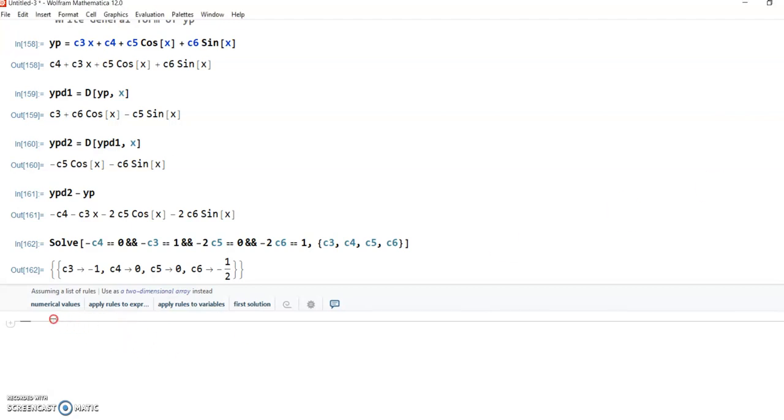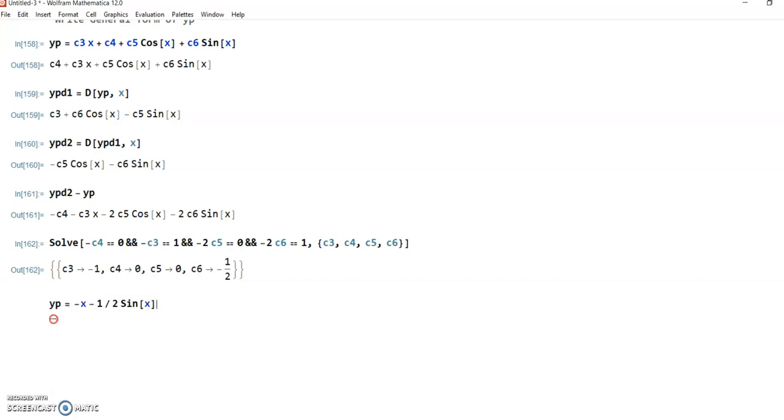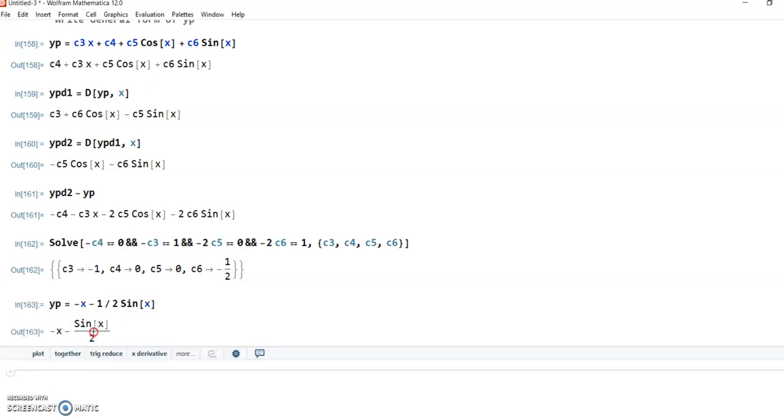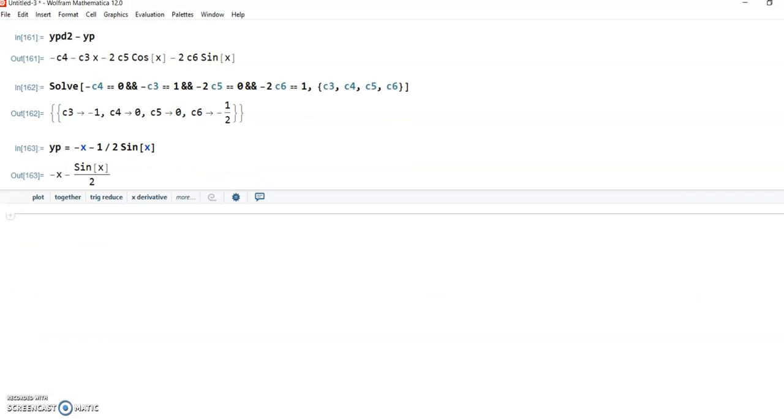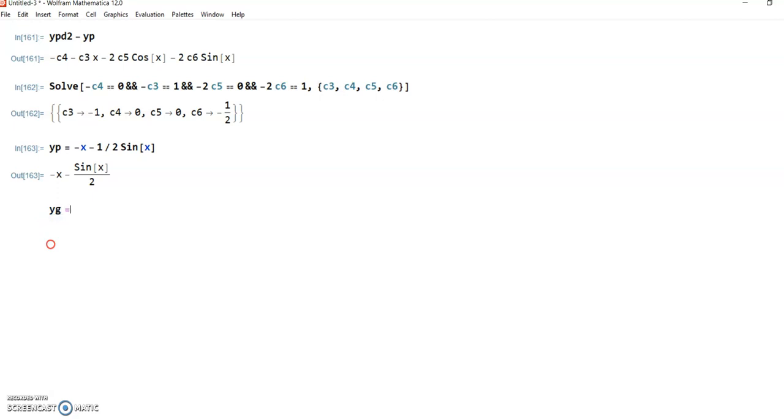So yp is equal to this, okay, because in this case C4 and C5 were 0, so therefore there is no cosine x term, and there is no constant term, only the term with x with coefficient of minus 1, and the term of sine x with the coefficient of minus 1 by 2 are here. So this was the particular solution.